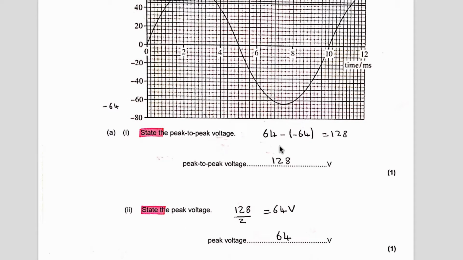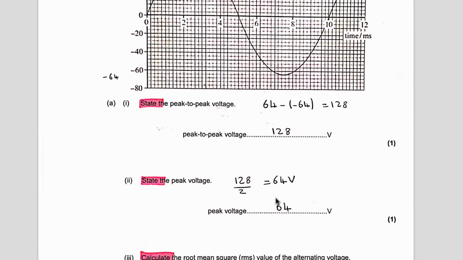We're then asked to work out or state what the peak voltage is. Well, the peak voltage, as we've seen, is just the distance from here to here, so that's half the peak-to-peak voltage. So we just divide our answer by 2, and that gives us 64 volts. Just doing that is worth 1 mark.